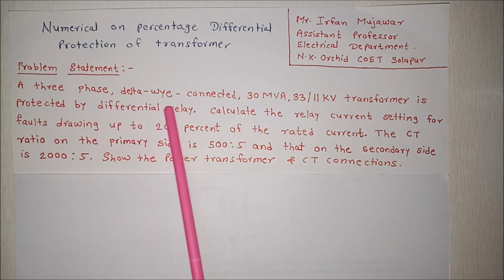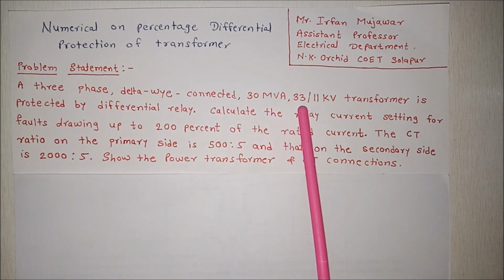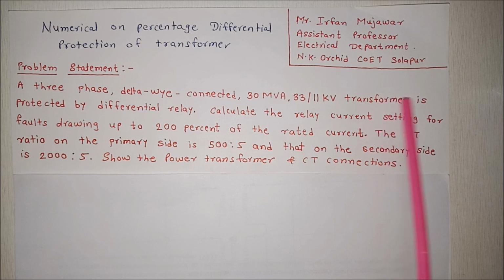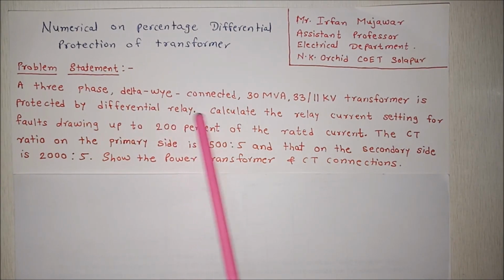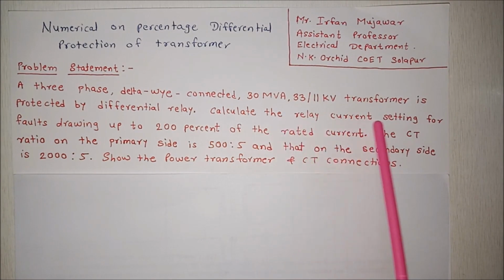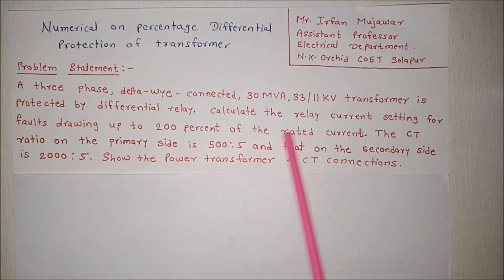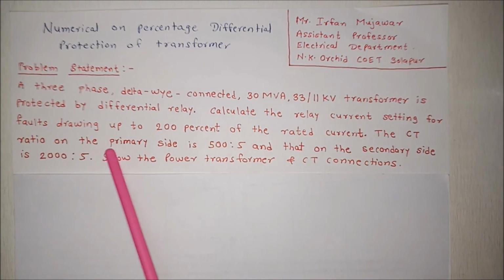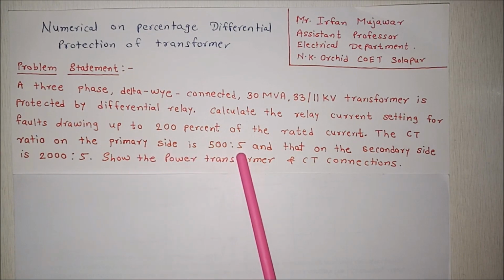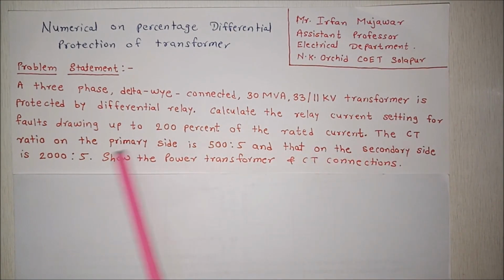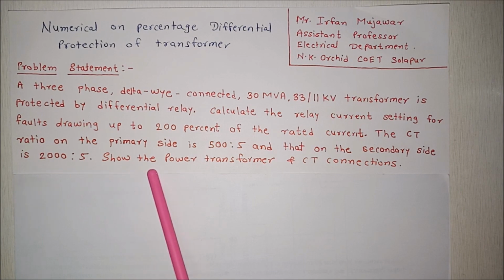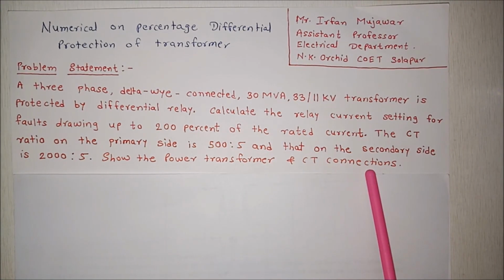A three-phase delta star connected 30 MVA 33 by 11 kV transformer is protected by differential relay. Calculate the relay current setting for faults drawing up to 200% of the rated current. The CT ratio on the primary side is 500:5 and that on the secondary side is 2000:5. Show the power transformer and CT connections.